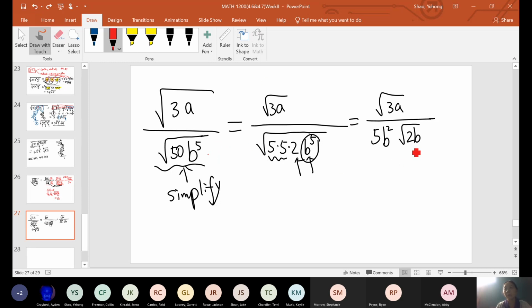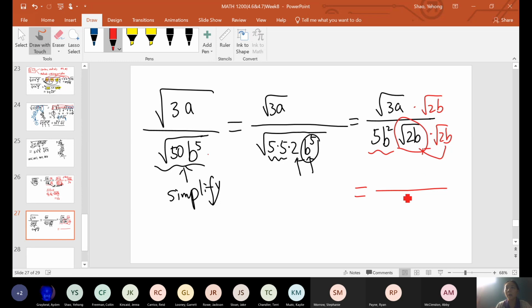So after you simplify, notice that I don't need to multiply square root 50b fifth. I just need to multiply square root 2b, another copy of the radical. I don't need to multiply 5b squared, because that's not within the radical. This will make your simplification process later much quicker.